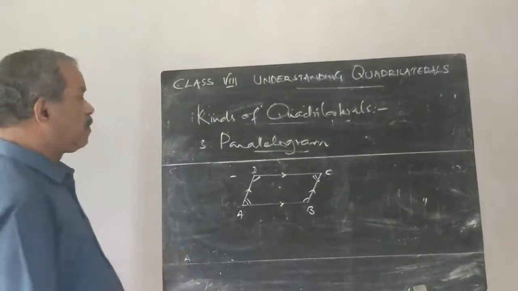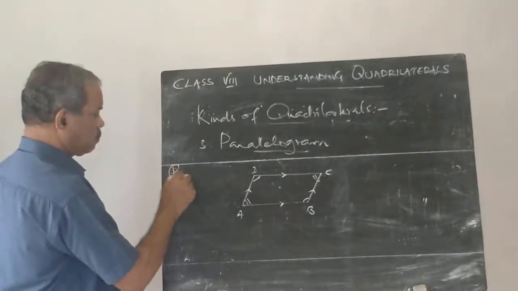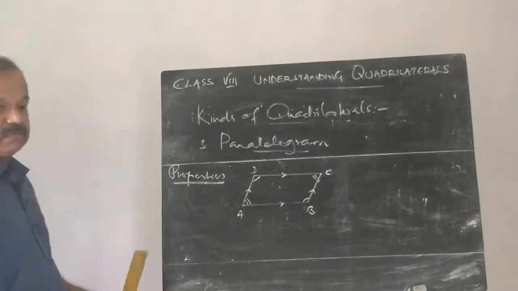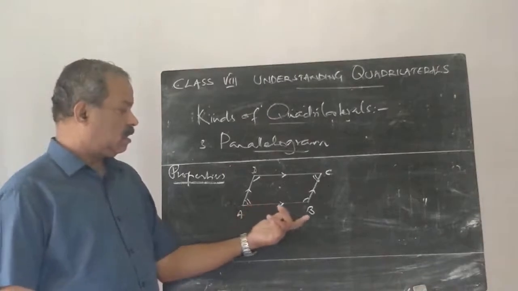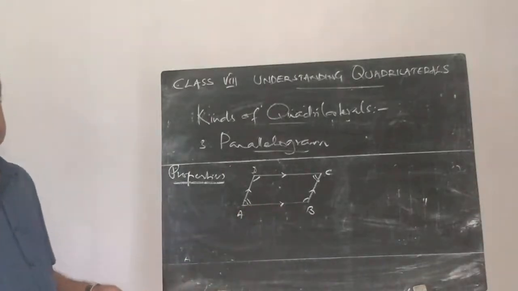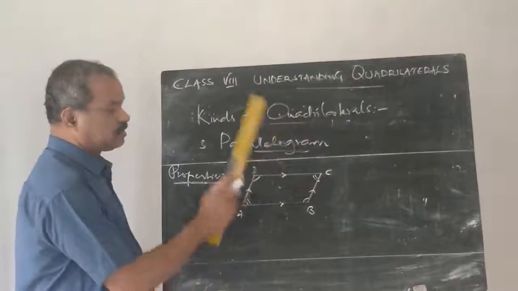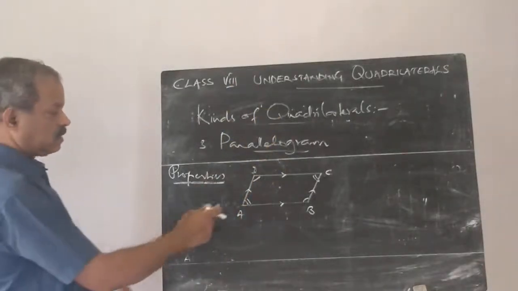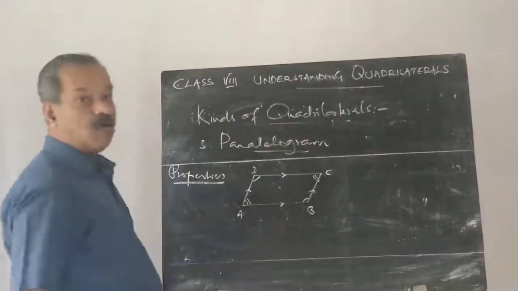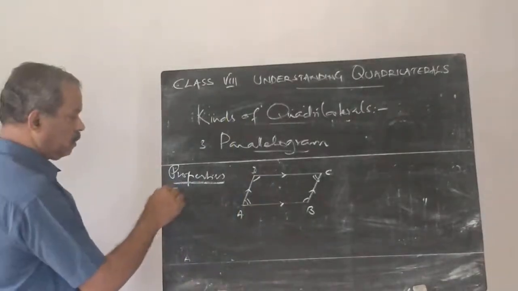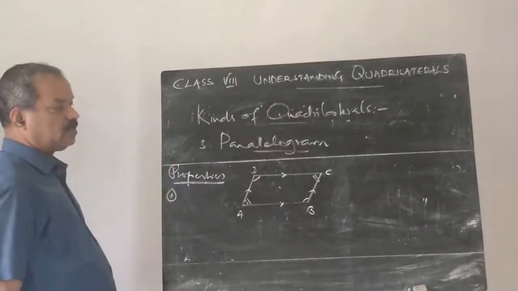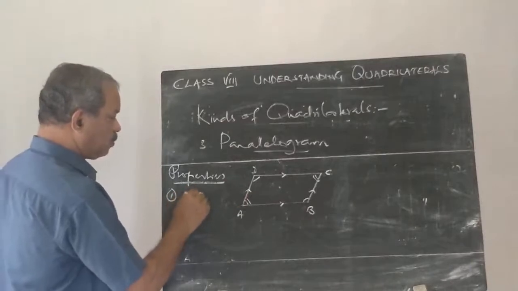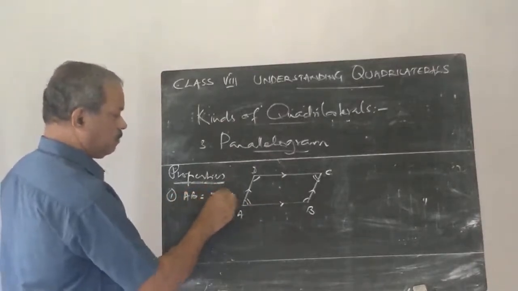Now we can see the properties of a parallelogram. What are the different properties of a parallelogram? We have seen different elements of a parallelogram. What are the elements? Opposite sides. AB and DC are opposite sides. First property: the opposite sides of a parallelogram are equal. That is, AB equal to DC.